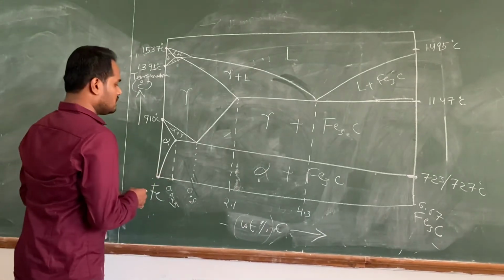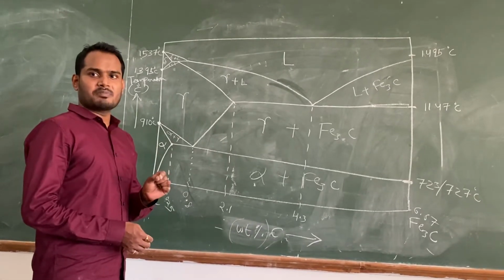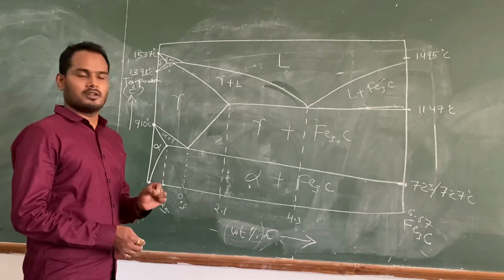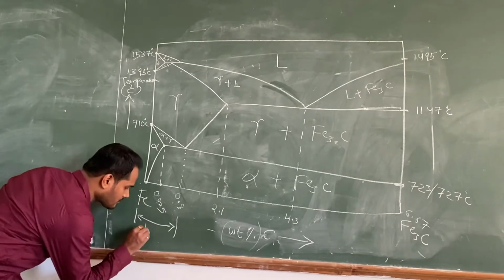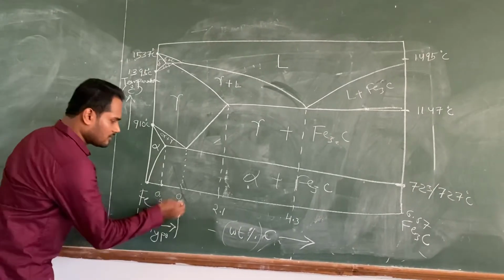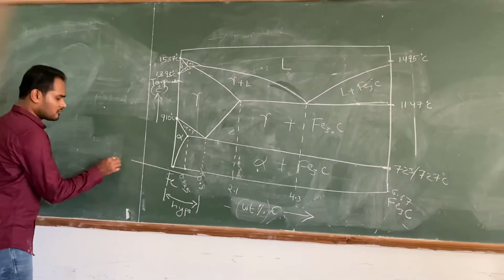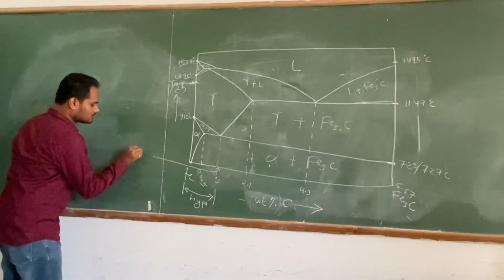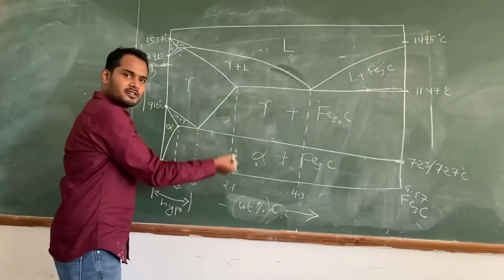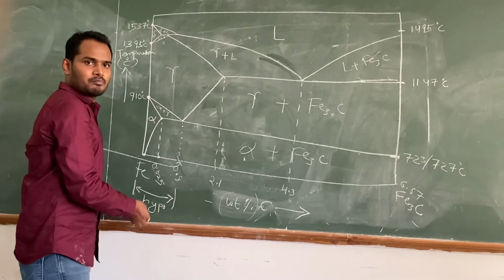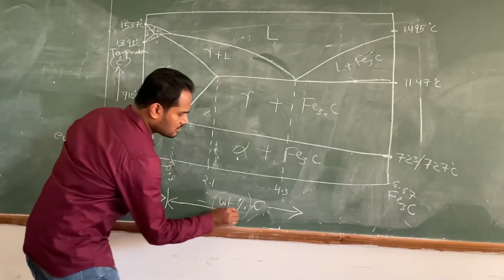Suppose I first choose hypoeutectoid steel. Hypoeutectoid steel means steel containing carbon weight percentage below 0.8, or below 0.77. So that means from this point to this point. This is your hypo. And this point, if the steel contains 0.8% carbon, is called eutectoid. And if the carbon is greater than 0.8, it becomes hyper. Below is hypo, above is hyper. So that means from this point up to this.